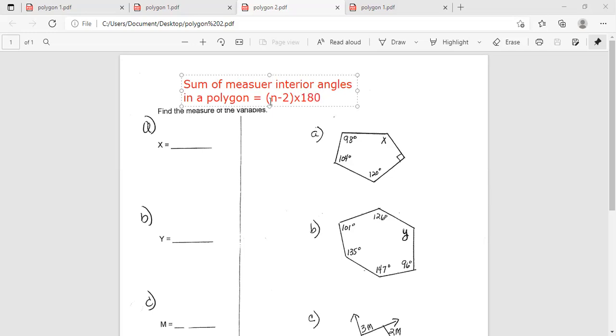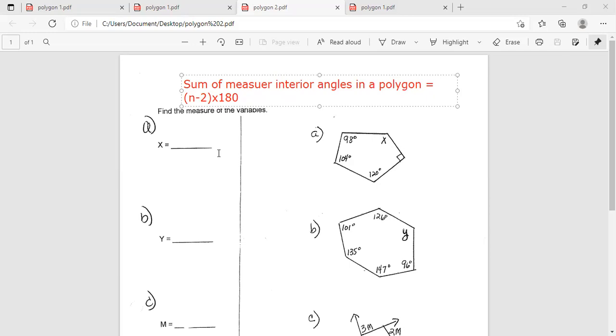Okay, then in the following questions, we want to find the missing angle. Here in the first one, we have x. The first step, what we are going to do, grade 7? What is the first step? We are looking for the value of x.